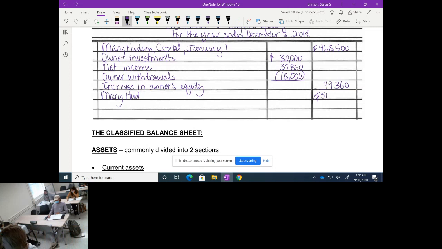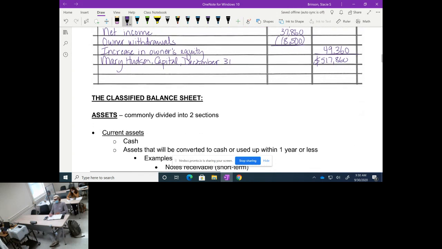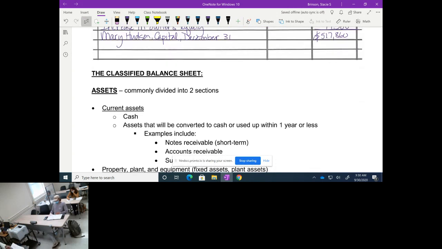$517,860. Okay, and that's Mary Hudson Capital, December 31. I really prefer doing all three of them in one company, so y'all can see how it flows through.